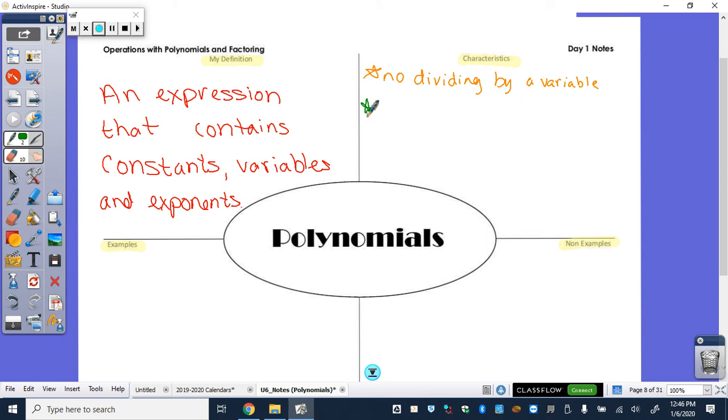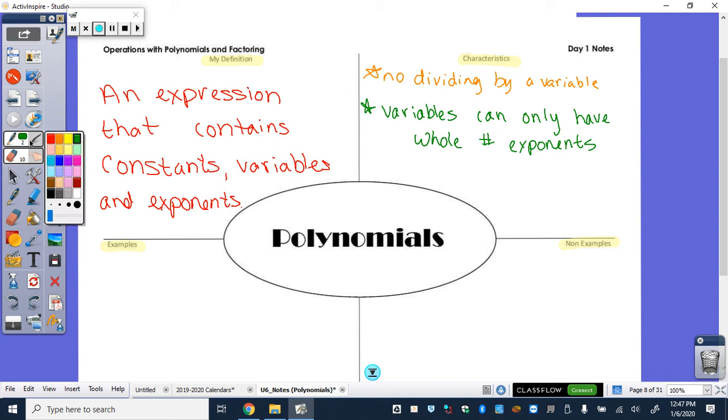Second one, variables can only have whole number exponents. So whole number exponents means it can't be a fraction, it can't be a decimal, and are whole numbers negative? No. So you can't have any negatives either. So your exponents can only be 0, 1, 2, 3, 4, so on and so forth.